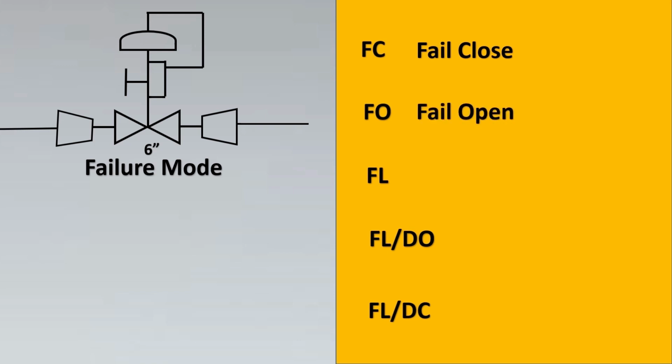Similarly, FO stands for fail open. So basically, on any loss of air or an electrical issue, the valve is going to go to its open state. Similarly, fail lock: whatever its last position is, it will stay locked in that position. It will not move. If it is in the halfway position, it will remain in the halfway position. This is achieved sometimes via a check valve.